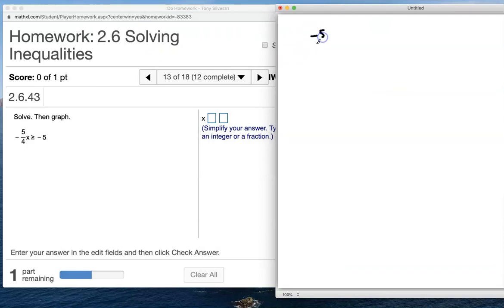Negative 5/4 x is greater than or equal to negative 5. Well, by golly, I know how to handle that. I have to multiply both sides by negative 4/5. Take the reciprocal. The negative stays separate. The reciprocal of 5/4 is 4/5, but you still have that negative, so negative 4/5. Whatever you do on one side, you do on the other.